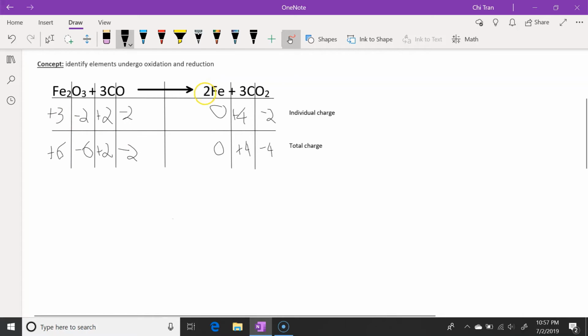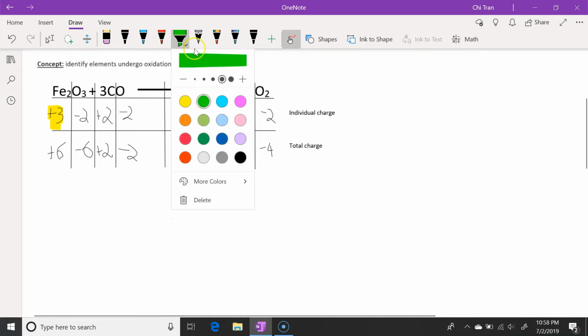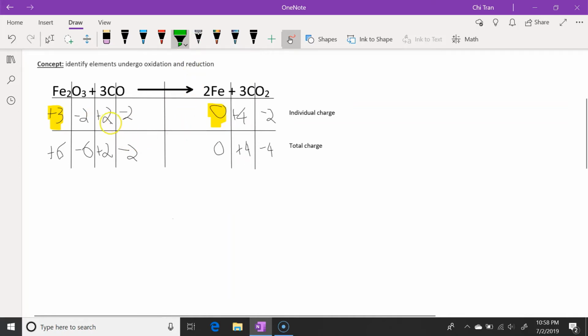It can be done for the rest of the elements, and we will have something that looks like this. Now we need to identify the elements that have a change in the oxidation state. So we can see that iron has an individual charge of +3 initially, and it changed to 0. And carbon has an individual charge of +2, and after the reaction, it changes to +4.